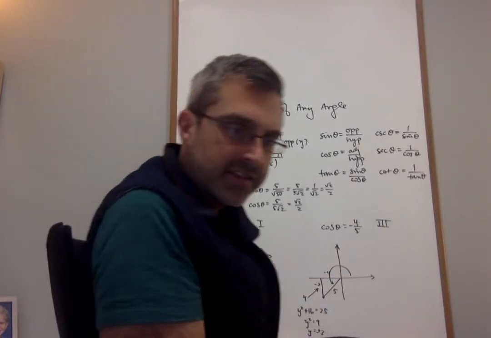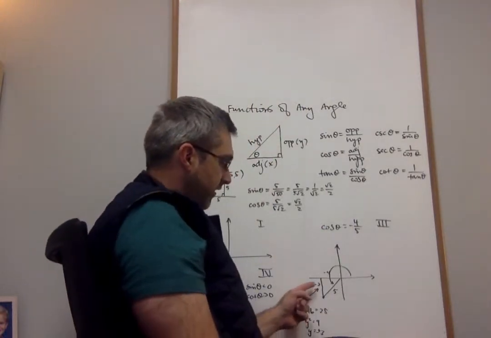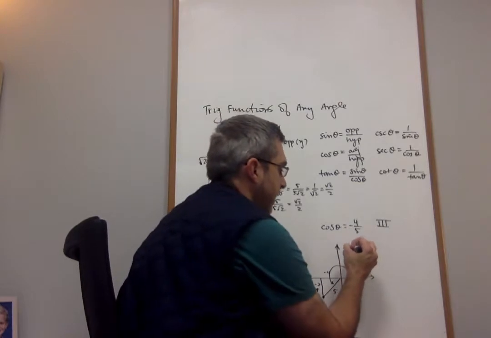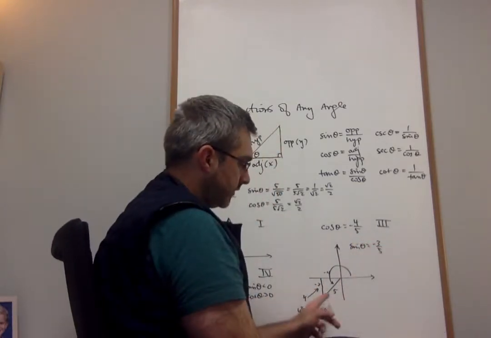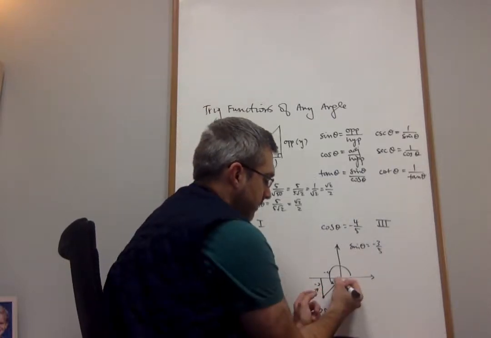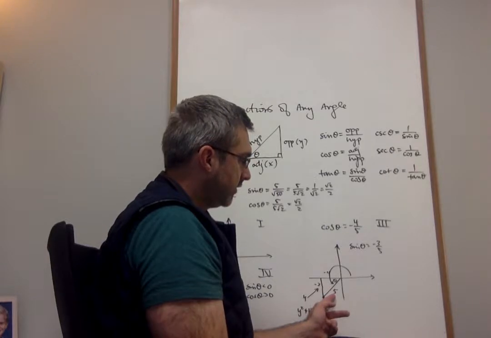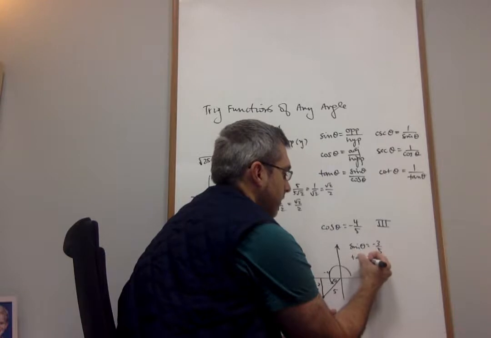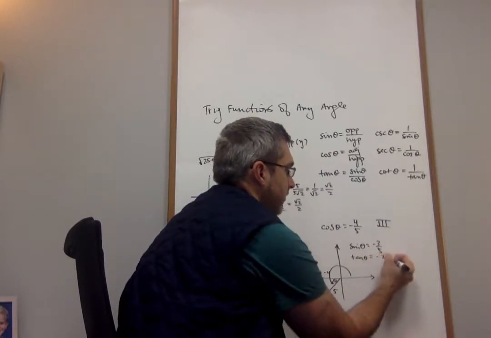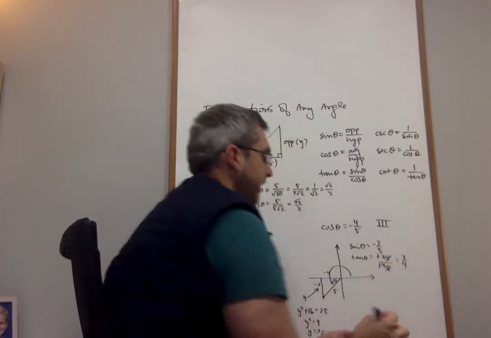So now if it's asking to find the other trig functions here, the sine of that angle is negative 3/5. You see that? Here's my angle. Opposite over hypotenuse. The cosine is negative 4/5. The tangent is going to be negative 3/5 over negative 4/5. So the negatives cancel and the fifths cancel, and I get 3/4. That's my tangent.